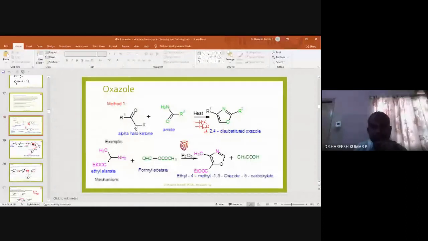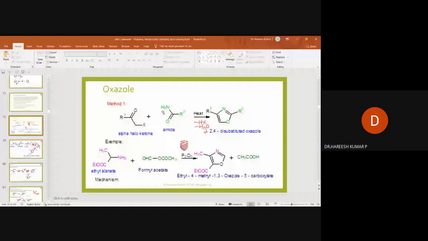So now I'm not putting it in presentation mode, so like this only. If you have any doubt in between, you can ask. This position is called the alpha position, this is alpha halo, and this is a ketone. So when an alpha halo ketone is treated with an amide, it undergoes a condensation reaction on heating, giving rise to oxazole. This is a general method. The halogen can be chlorine, bromine, iodine, or fluorine, and R1 may be an alkyl group or aryl group. Similarly, with respect to the amide, R2 may be an alkyl group or aryl group.